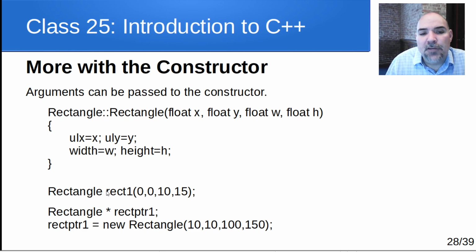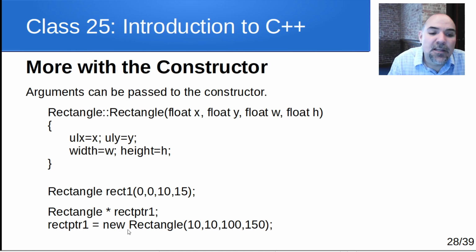Also, a little bit more on the constructor. Arguments can be passed to the constructor. We mentioned that earlier. Let's look at how we would do that. So here would be the implementation for the constructor, where we pass in the x, the y, the width, and the height. And notice we just set those like that. And then when we call it, to call the version that actually has those four floats passed to it, Rectangle rect1, pass in the things that we want. So this is creating a rectangle that has the x of 0, y of 0, width of 10, height of 15.